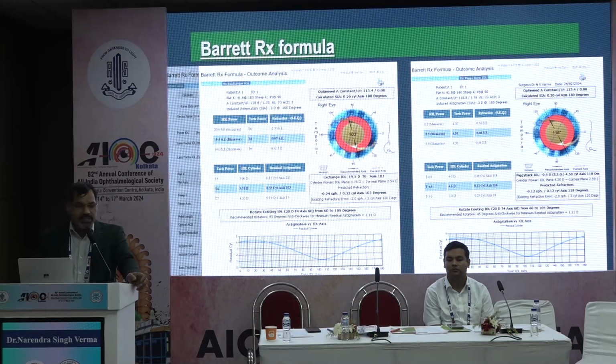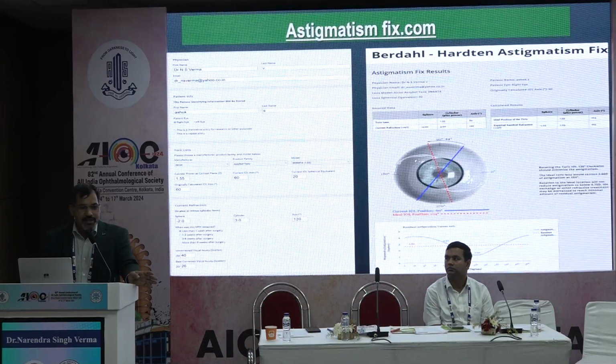And the second picture also provides the piggyback IOL. If we don't want to rotate the lens, we can put a piggyback lens, and it gives the power of the piggyback lens and its axis. But the cornea is cylindrical, the toric lens is cylindrical, and if you want to put a cylindrical piggyback IOL, it is a little complicated and there will be complications, so it is better to go for lens exchange.